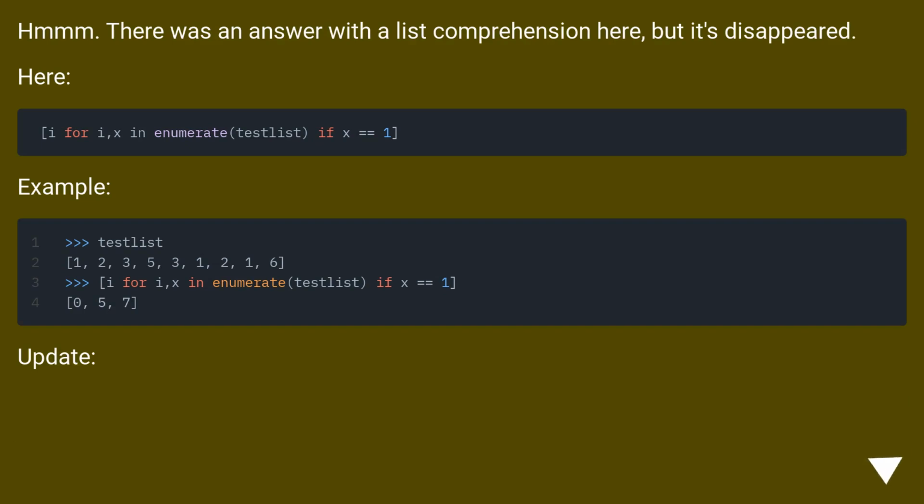There was an answer with a list comprehension here, but it's disappeared. Here. Example. Update.